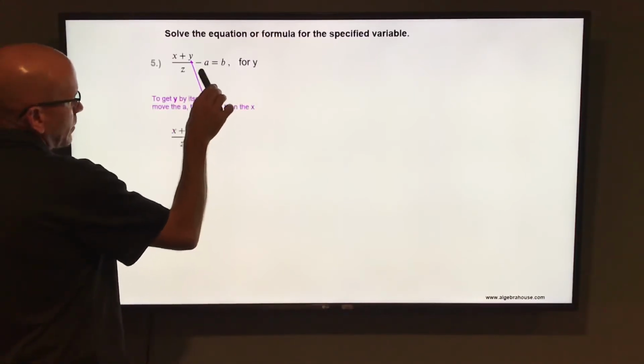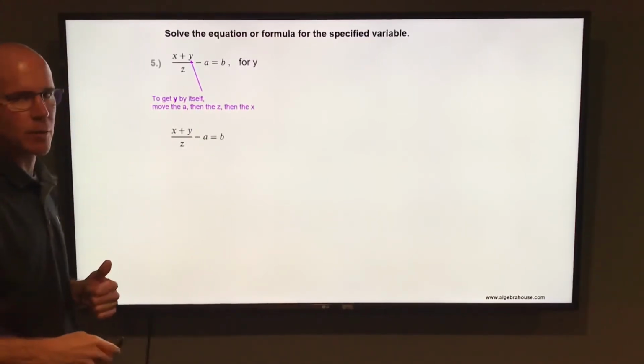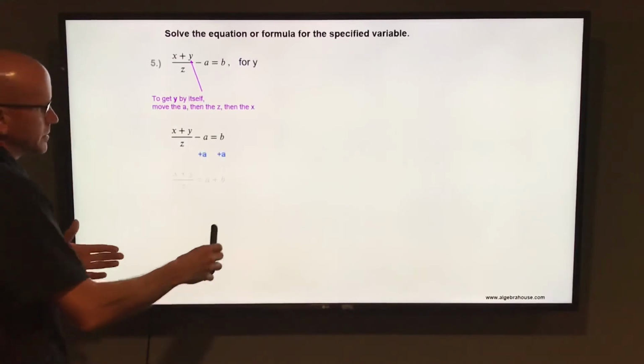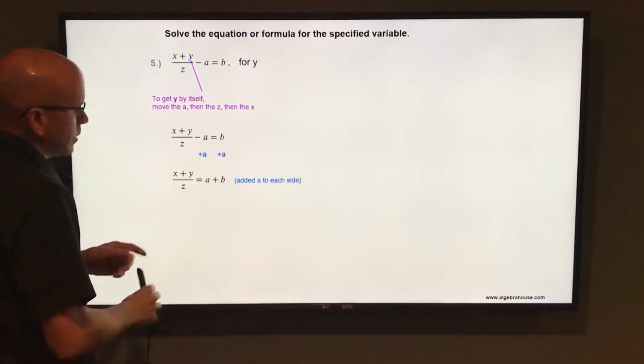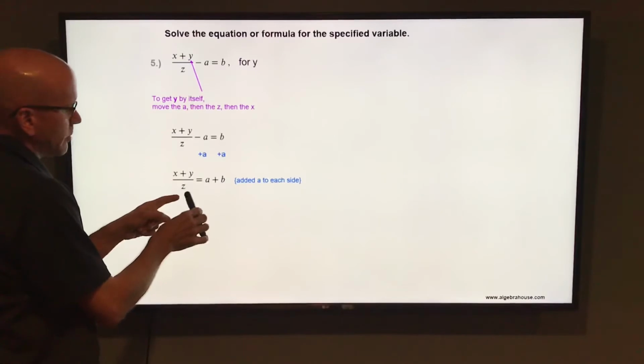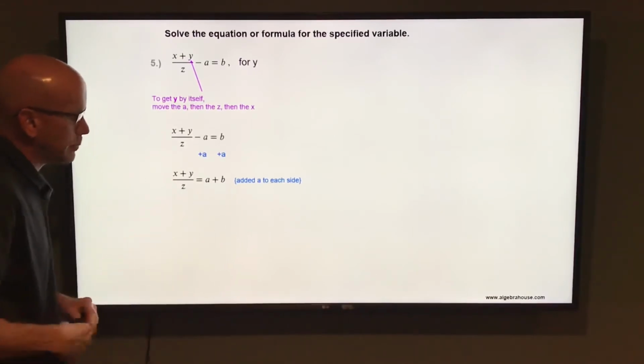It's subtracting a right now, so that'd probably be the easiest one to start with, by just adding a to both sides. So if we add a to each side, we end up on the left side now with x plus y over z, and on the right side, that is a plus b.